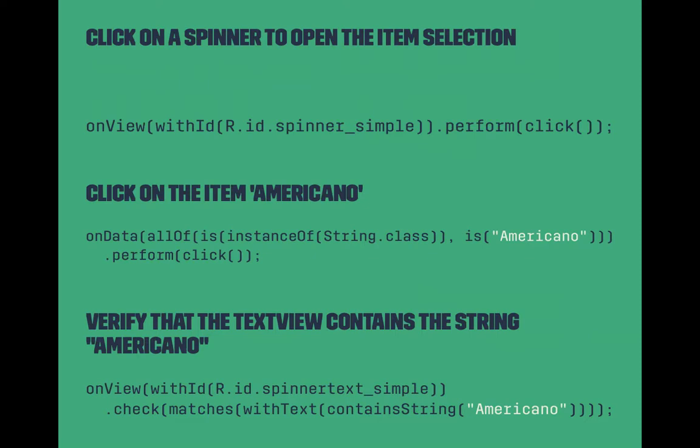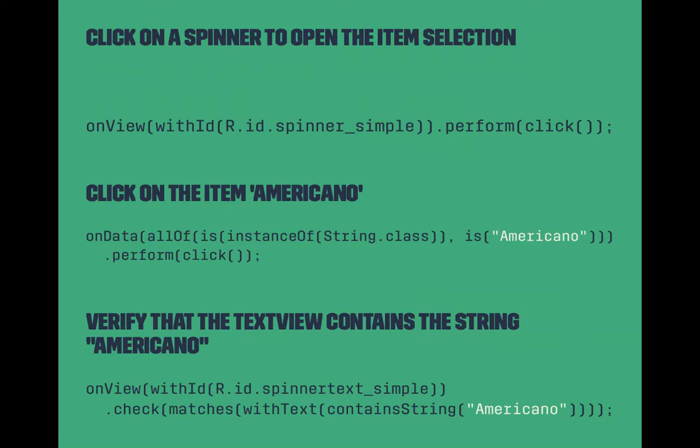Here, it's very similar to FEST in the way that it reads. We want to say on the view with an ID of R.id.spinnerSimple, I want you to perform a click event. So it's going to click on the spinner, and the spinner is going to open up. Now we want to say on the data, all of the instances of the String class that are Americano, I want you to perform a click. So find the one that's Americano and perform the click event. And then the last one says verify that the text view contains the string Americano. We want to make sure that the actual string value of this, not the data, the string value, is Americano.